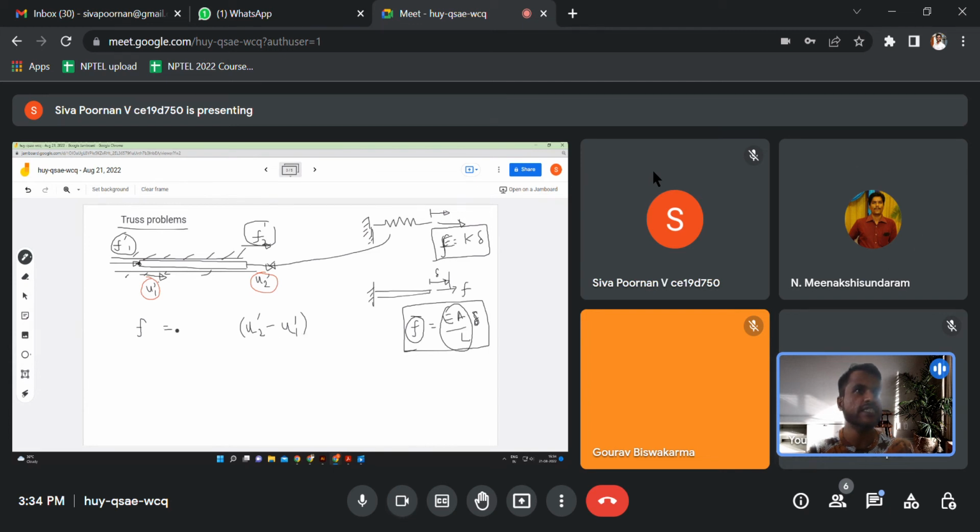So EA by L will still remain the same, and I can find out what is the force that is required to pull it. That is all, right? So I need to apply a force that is equal to EA by L times elongation. Elongation is going to be U2 dash minus U1 dash. Therefore, I have related F2 and U2 and U1. But then how do I find out what F1 is?